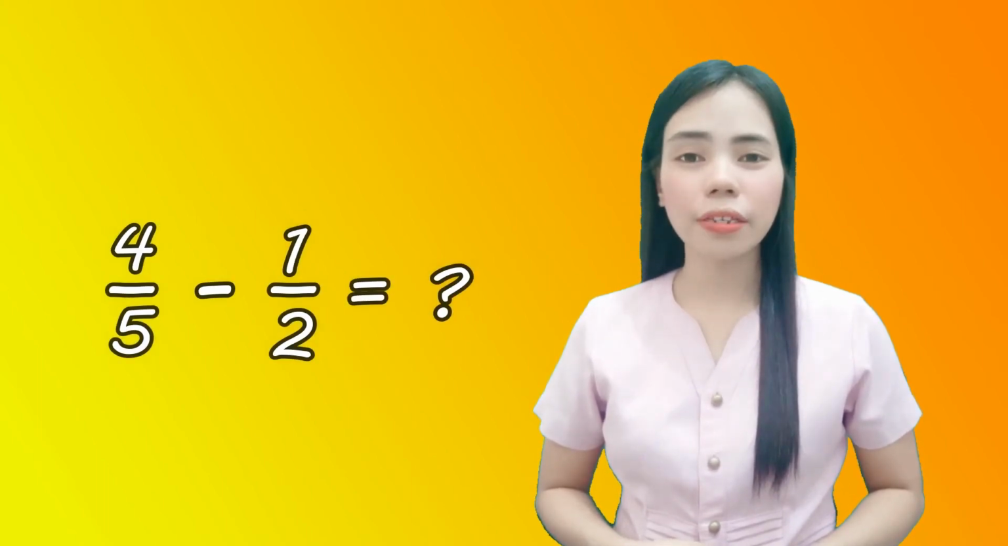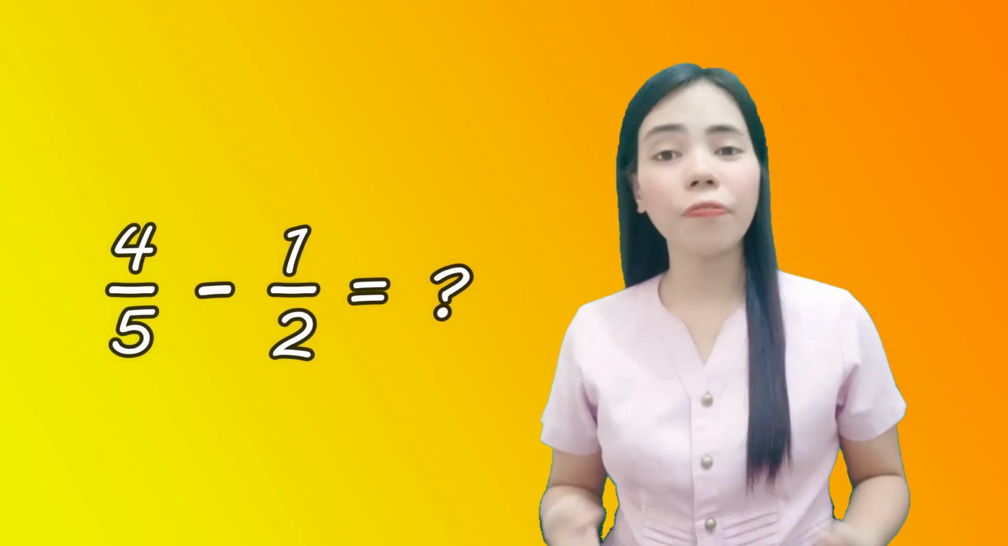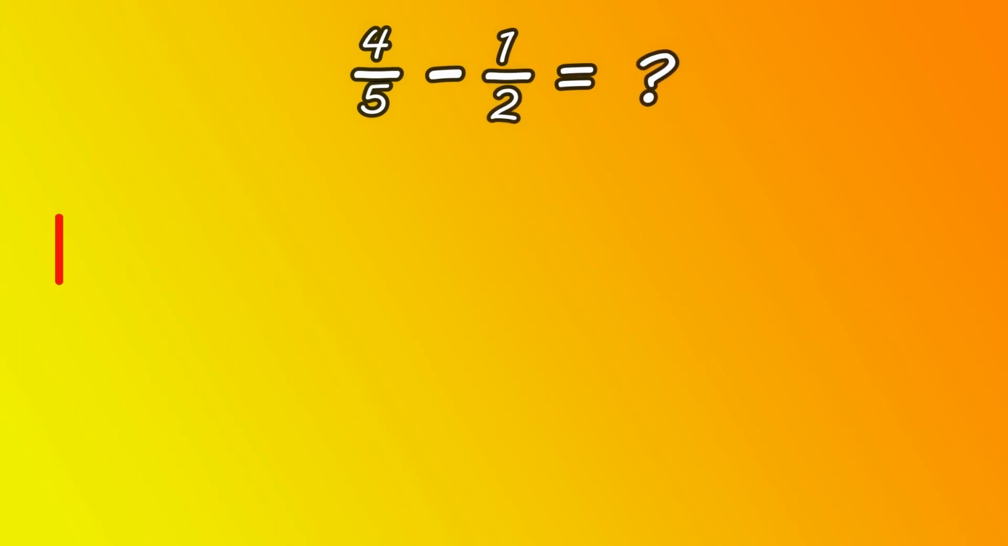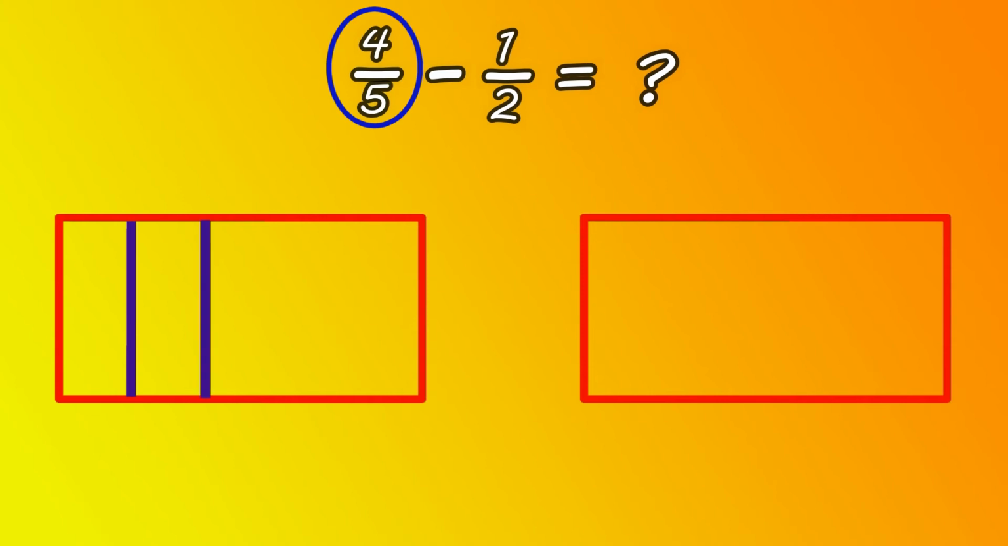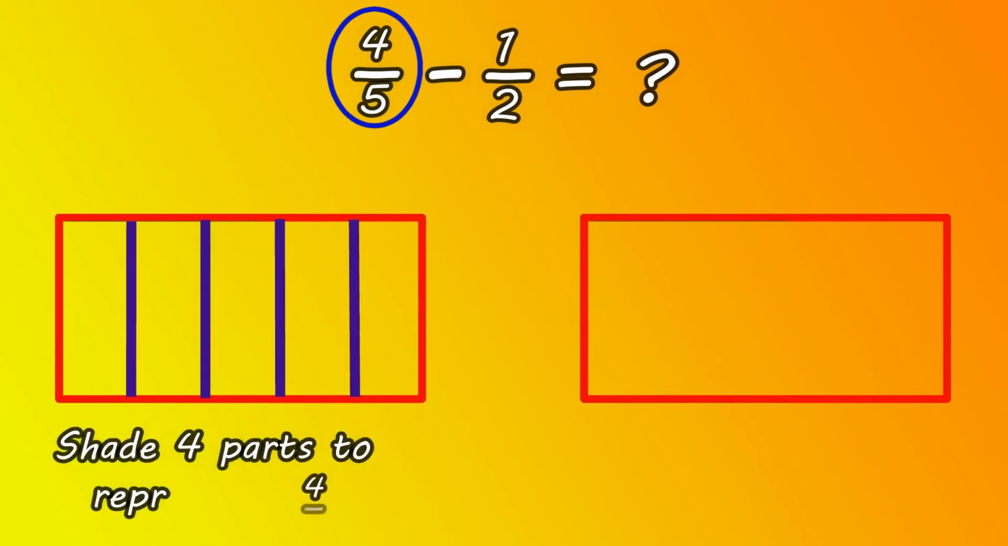4/5 minus 1/2. For my first solution, I will use regions. Now, I will draw two rectangles. The first rectangle will be divided into 5 equal parts because the denominator is 5. I will use vertical lines to split them into 5. Then, shade 4 parts to represent 4/5.